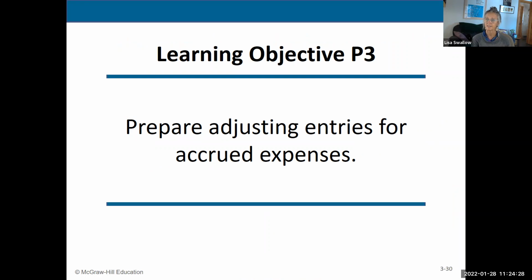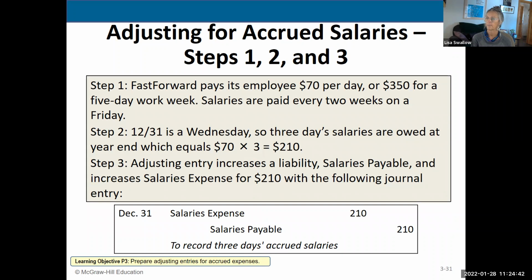Accrued expenses. Again, accrual, the way I remember that is the 2 A's. Accrued expense is action first, so accrual action. Action first, money later. So what's happening here? Here I'm paying my employees $70 a day or $350 for a 5-day work week. And I actually write the paychecks every 2 weeks.